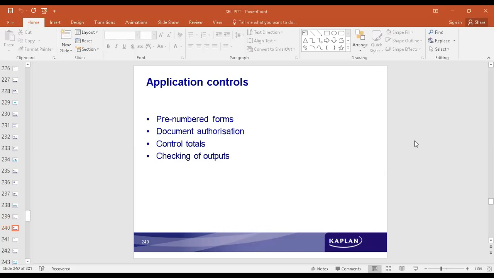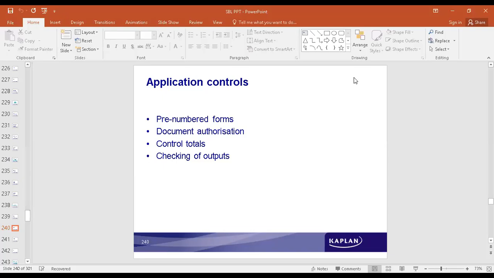Then we also have the application controls. All the forms that are used should be pre-numbered so that it becomes easy for them to verify in future. If there is any need that arises, the form should be pre-numbered. Document authorization means only the right, intended users, who require these documents in their business, are to be provided with the documents. So that is document authorization.